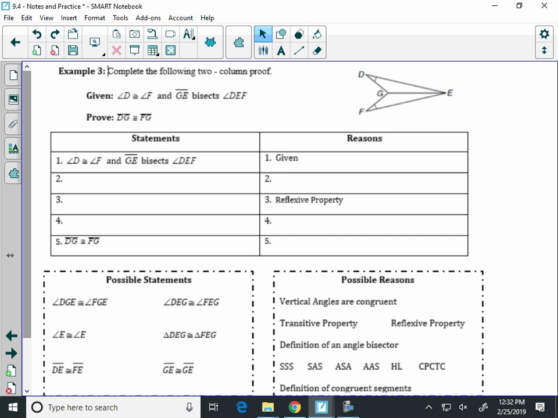Okay. We talked about this at the beginning of the lesson. What's different about this proof compared to the last proof and all the other proofs we've done? It's a little bit different.